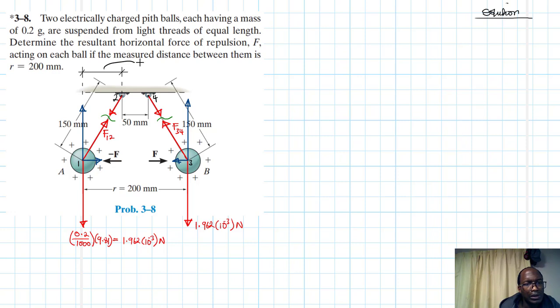200 minus 50, then everything divided by 2. Is that fine? So 200 minus this, then divided by 2. Then as 200 minus 50 divided by 2, this becomes 75 millimeters. Right. So this slope is equal to, let's write it down.